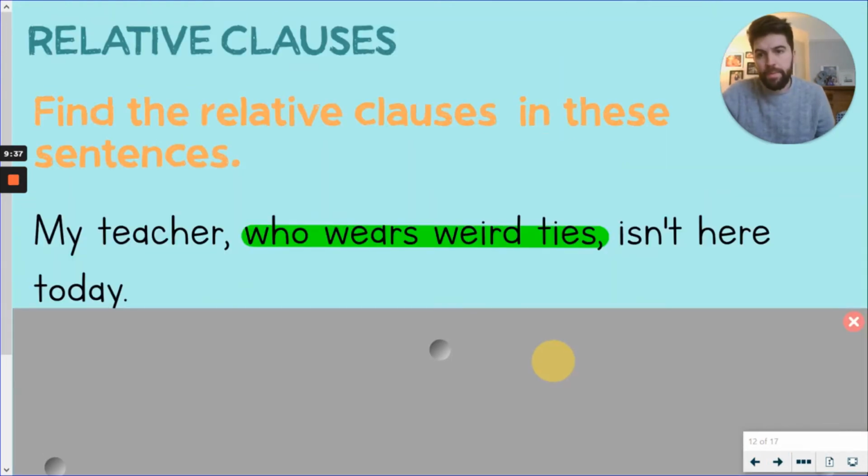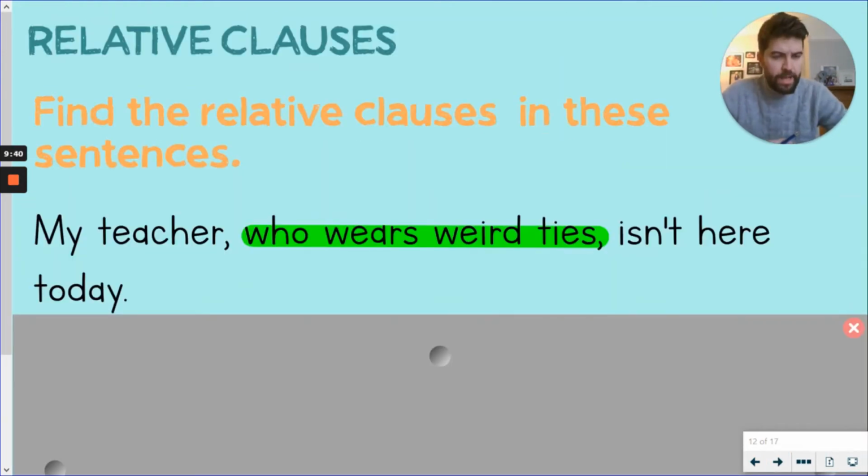The first one. My teacher, who wears weird ties, isn't here today. The sentence is about the teacher. And the relative clause, the added information, is that the teacher wears weird ties. The main clause is, my teacher isn't here today. That's the main information of the sentence. The added information is that this teacher wears weird ties. So the relative clause is my teacher who wears weird ties. Who wears weird ties is the relative clause.